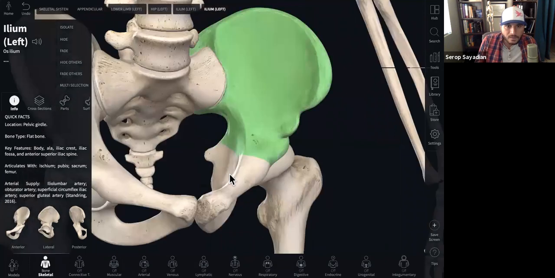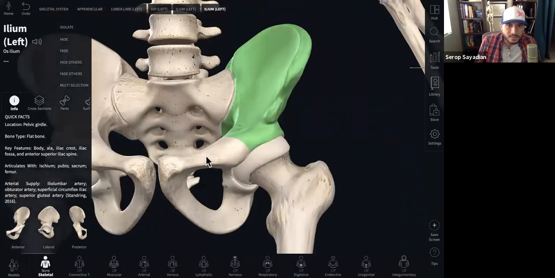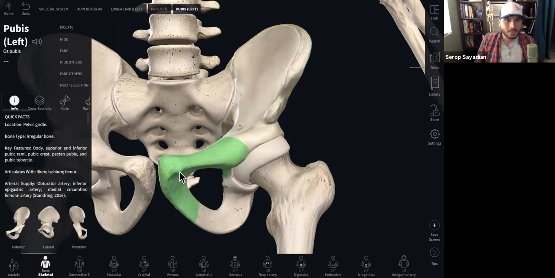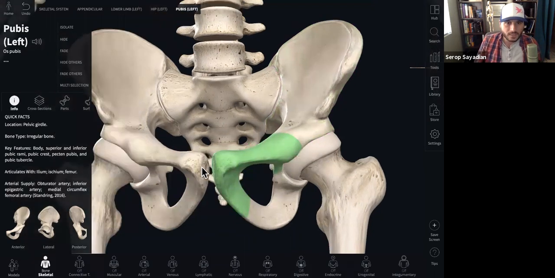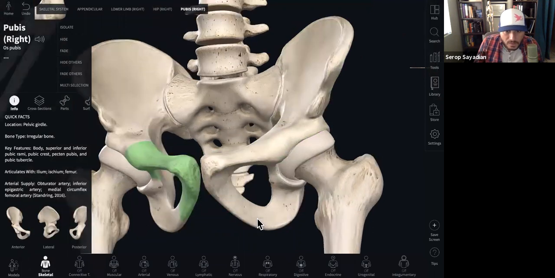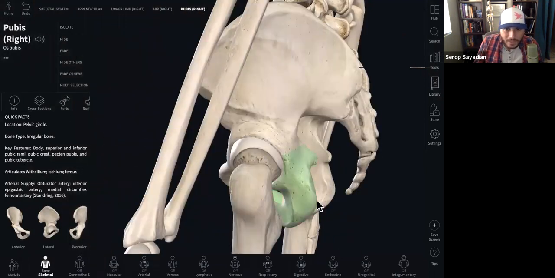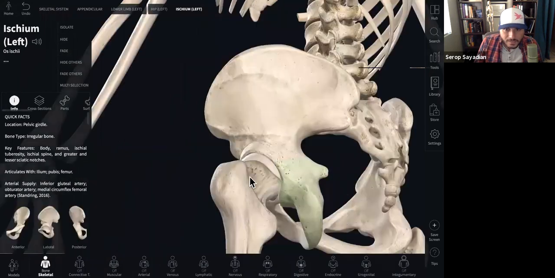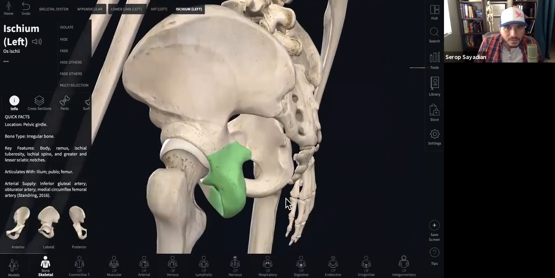Okay. What is this one up front? Is it the pubic? Very good. This is the pubis. Left and right pubis come together to make the pubic bone. And then we get the butt bones, these round portions. What was this called? Ischium, right? This is the ischium.